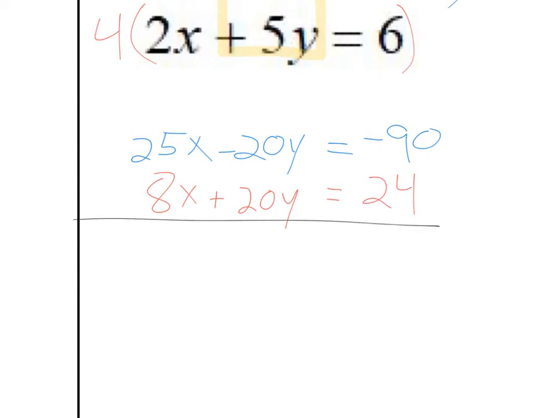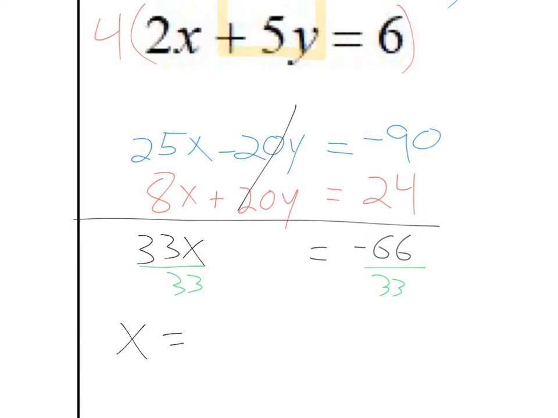some of our values, hopefully, should cancel out if we did this correctly. So we're going to be adding straight down here. 25 plus 8, those are both x's, the like terms, so that would be 33x. The y's cancel. That's exactly what we wanted, right? They're eliminating. And then we have negative 90 plus 24. Well, that would be negative 66. Well, now to solve this thing, to get x by itself, just divide both sides by the coefficient, in this case 33. We're going to get x equals negative 2.